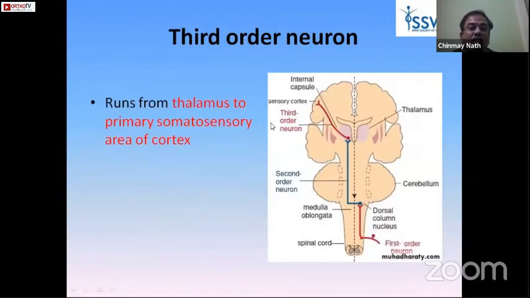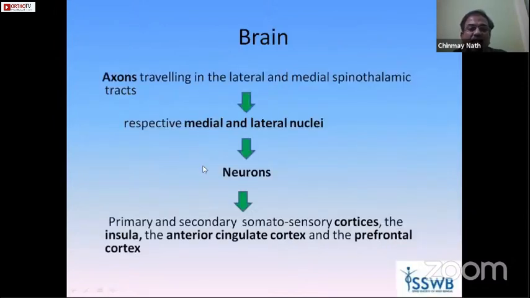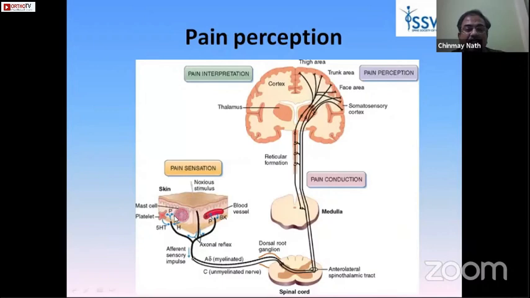Then the third order neuron runs from the thalamus to the cortex. Then the brain perceives the pain in the cortex, insula, anterior cingulate cortex, and prefrontal cortex. This is the pictorial representation of the pain perception.